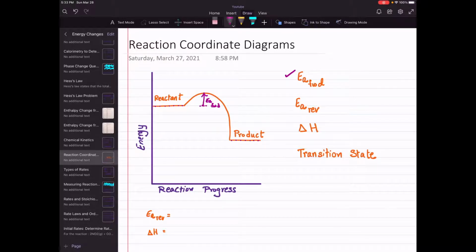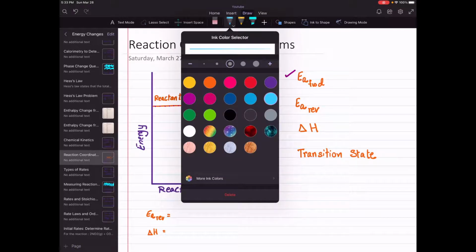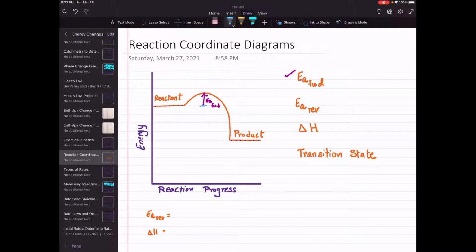Perfect. Now, if you recall from previous lessons, what is delta H? Delta H is the change in energy of the system. So when a system converts from reactants to products, what is the change in energy? That would be labeled as the difference between the reactants and products. So I'll try to label it here with a different pen so that you can see the distinction from my activation energy. So right here all the way down here, this is the delta H.